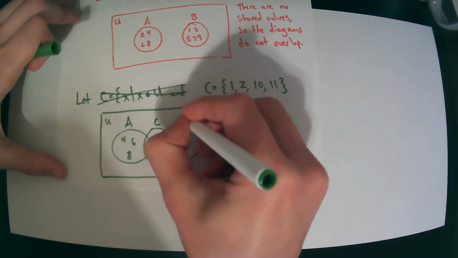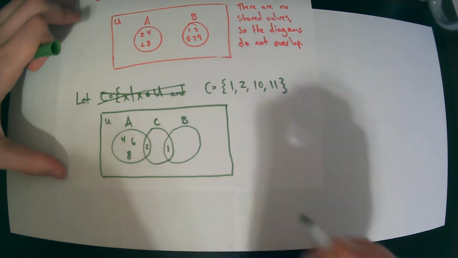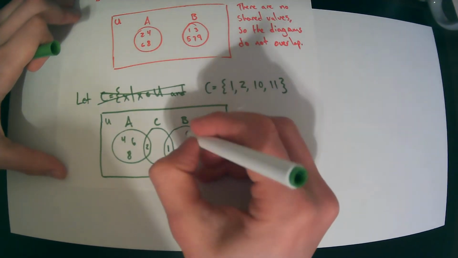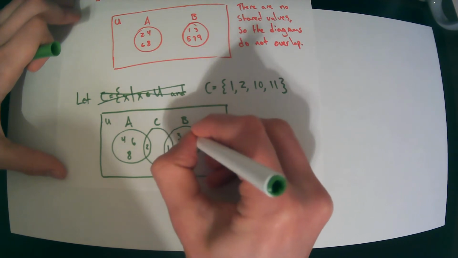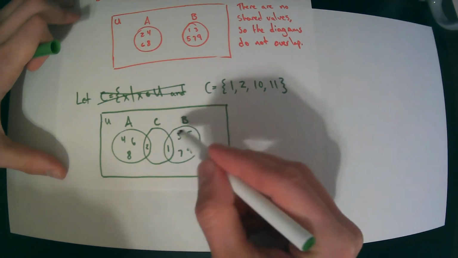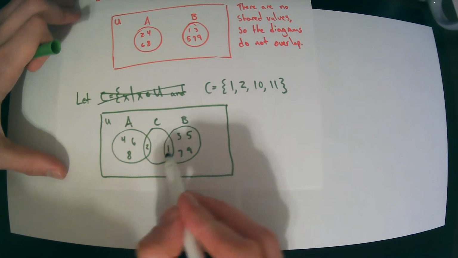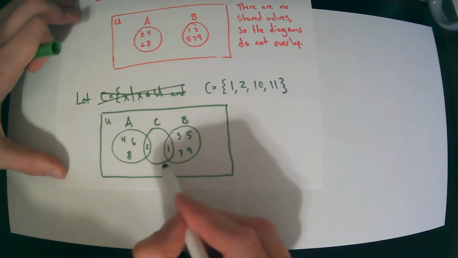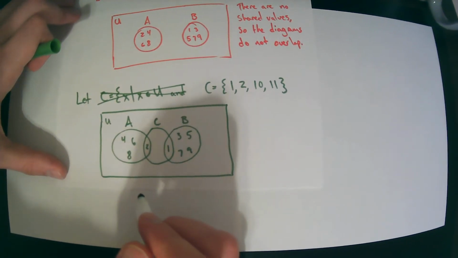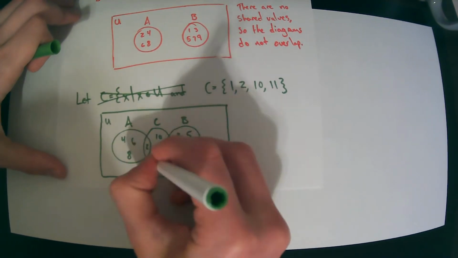So here's B. The element 1 is in B and C at the same time, but what's left in B? Well, the 3, the 5, the 7, and the 9, right? So it's still the same 5 elements in B, 1, 3, 5, 7, 9, except that 1 is scooted over to overlap in C. By the way, there are still 2 numbers that are in C that are not in A or B, 10 and 11.